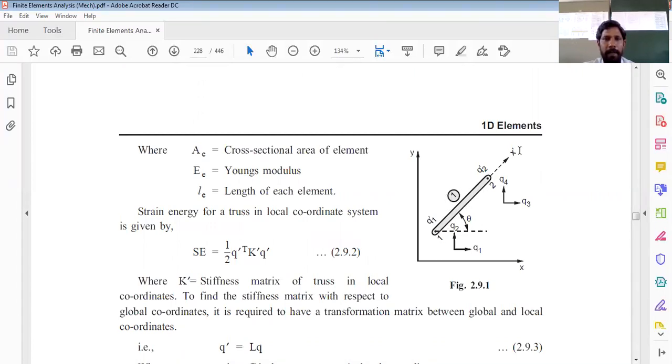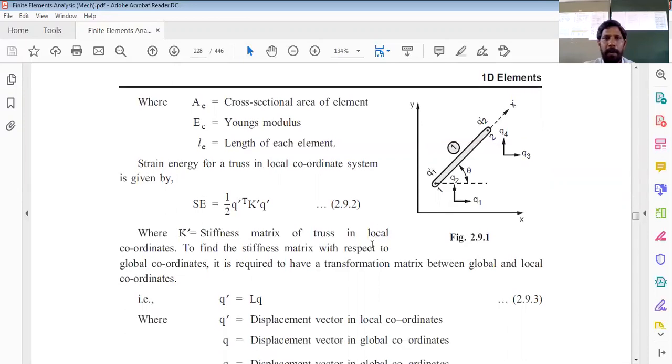So in local coordinate system, we are representing in terms of x dash here, consisting of two nodes with the displacements q1 dash and q2 dash only, when it is considered along x dash direction. So if the same element is considered with respect to global coordinate in xy coordinate system, then node 1 can displace along x and y direction and node 2 also displaces along x and y direction. So the displacements of this element in global coordinate system will be q1 and q2, and q3 and q4 with respect to node number 2.